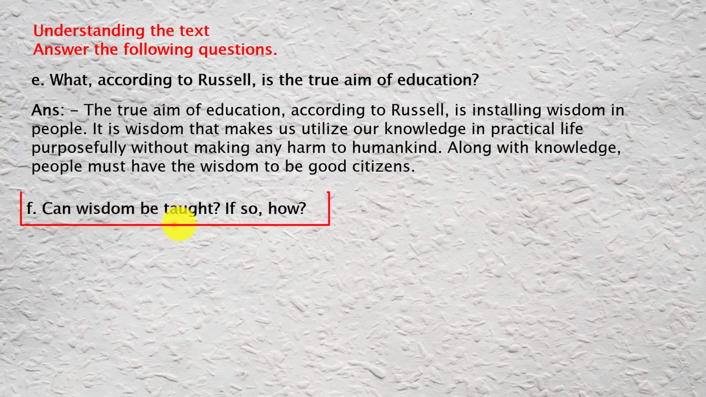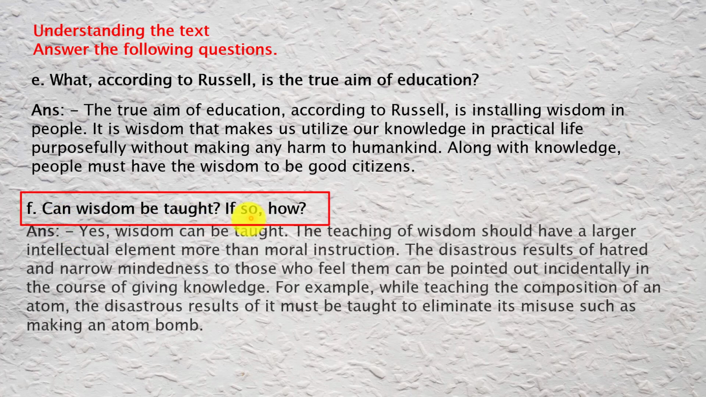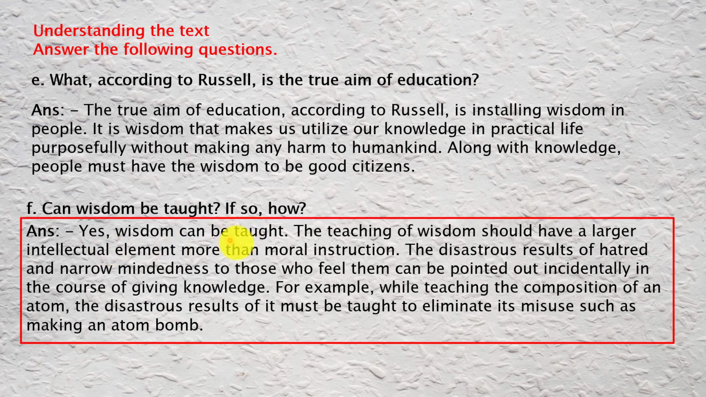F. Can wisdom be taught? If so, how? Answer is, yes, wisdom can be taught. The teaching of wisdom should have a larger intellectual element more than moral instruction. The disastrous results of hatred and narrow-mindedness to those who feel them can be pointed out incidentally in the course of giving knowledge. For example, while teaching the composition of an atom, the disastrous result of it must be taught to eliminate its misuse, such as making an atom bomb.